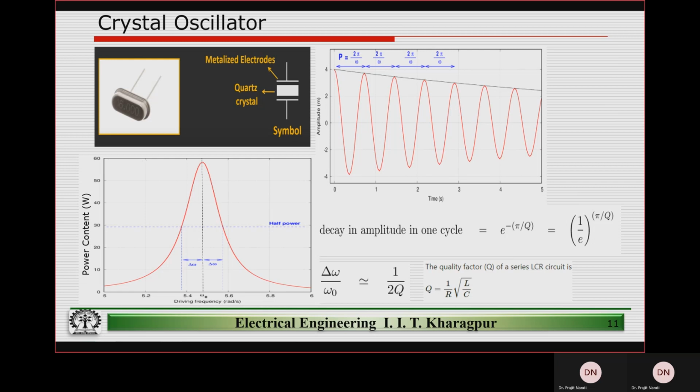Also, intuitively, we understand that the dissipation has to be as low as possible. Q should also be inversely proportional to the resistance. If we think of that LC tank as a series circuit, the Q is inversely proportional to the resistance in the circuit.